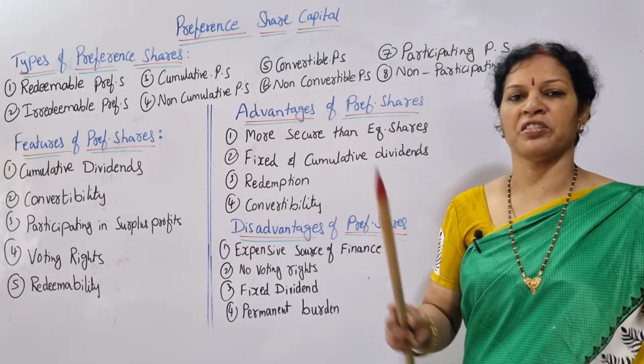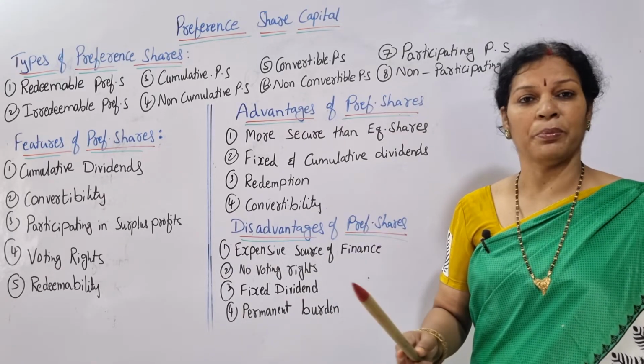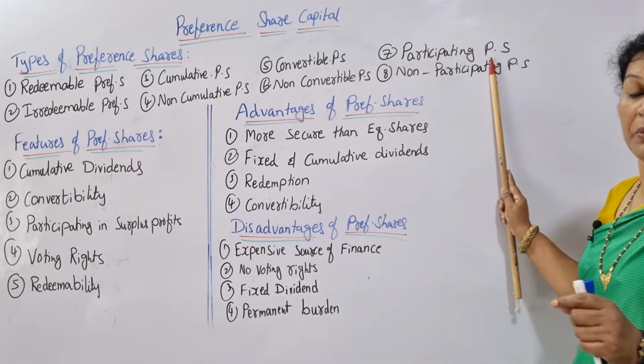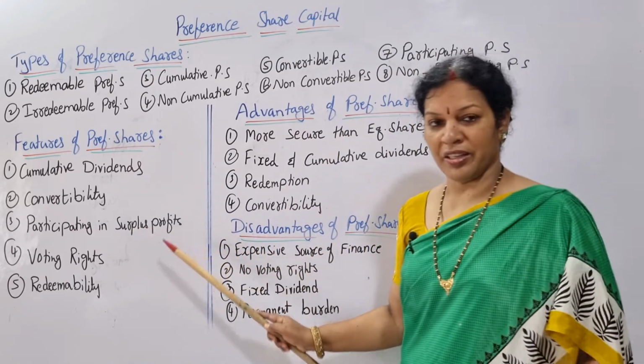12%, yes, I am eligible for 12% on the profit. 15%, yes, I am eligible for 15%, like this. Only in the case of participating preference shares are they eligible for the extra surplus also.